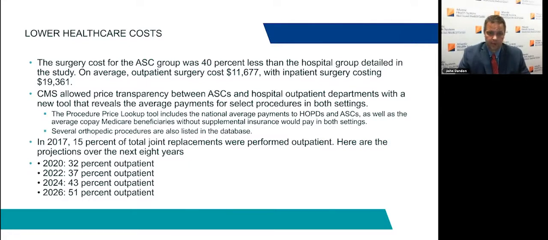And there's the actual numbers behind the graph that I just showed you for the outpatient. By 2026, we're expecting almost 51% outpatient. So that's a significant number, and we have to be ready for it. Now, will we honestly hit those numbers or those projections? I doubt that we're going to hit those numbers, but I think we'll be close.